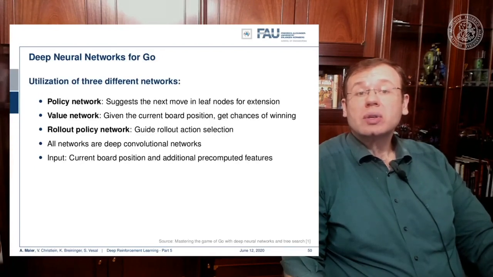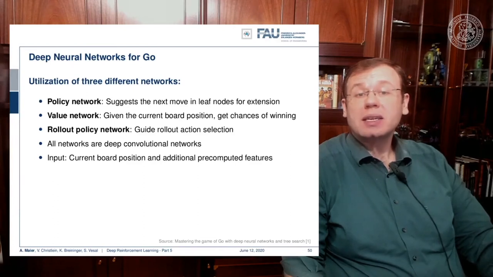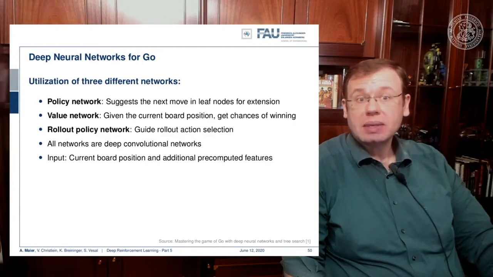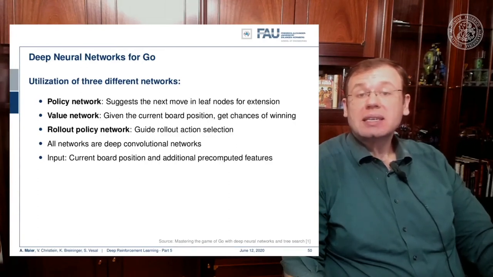So how do they use the deep neural networks? They have three different networks. They have a policy network that suggests the next move in a leaf node for the extension. Then they have a value network. This looks at the current board situation and computes essentially the chances of winning. And then they have a rollout policy network that guides the rollout action selection. All of those networks are deep convolutional networks, and the input is the current board position and additional pre-computed features.